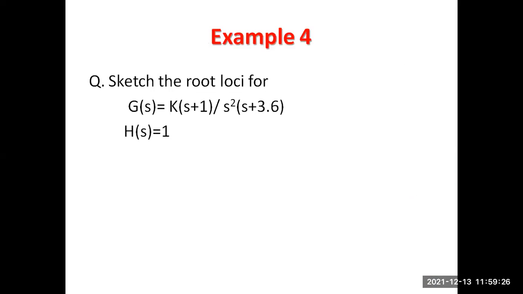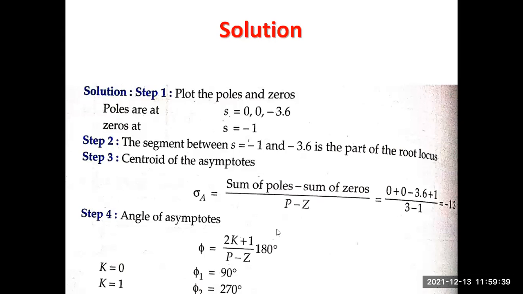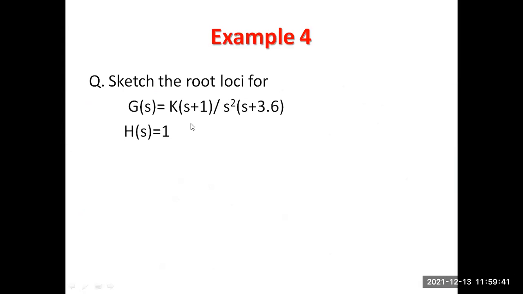Now the next problem we will take. Sketch the root loci for G(s) equal to K times (s plus 1) divided by s square into (s plus 3.6), and H(s) equal to 1. Here also we will first calculate the poles and zeros. There are two poles at s equal to 0, another pole at s equal to minus 3.6, and a zero at s equal to minus 1. So we will draw it in the s plane.